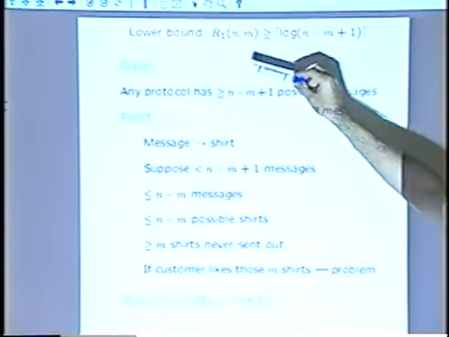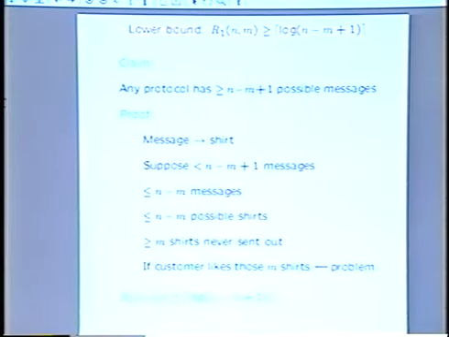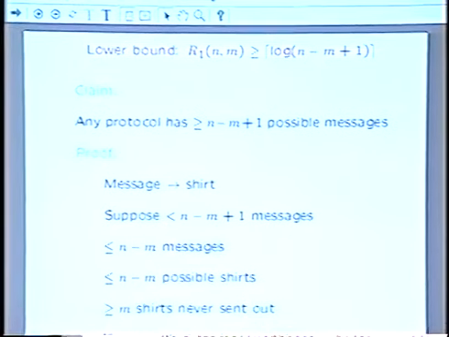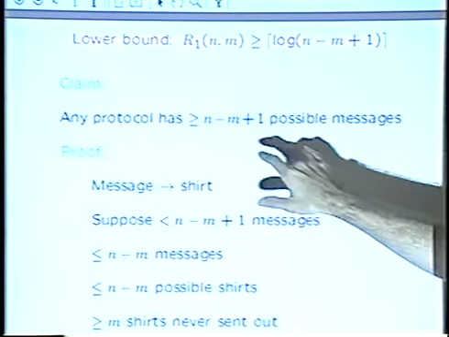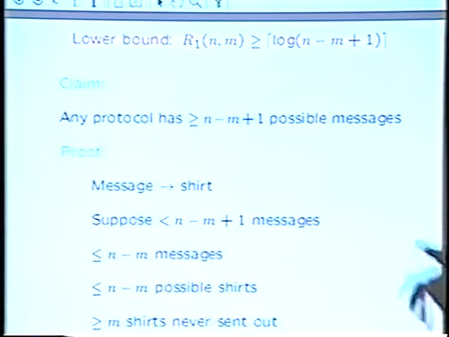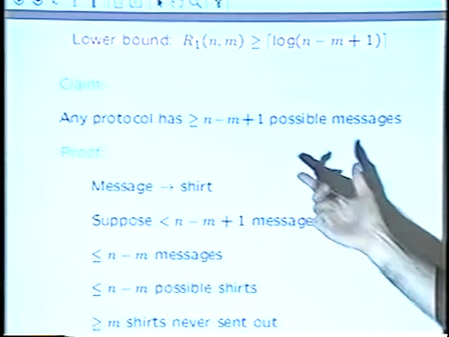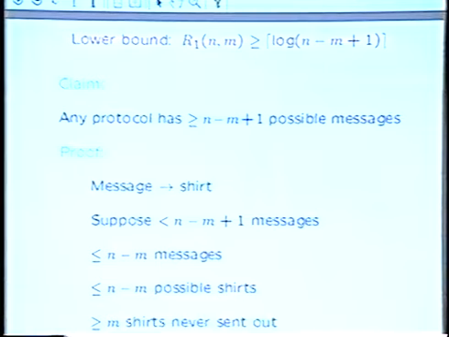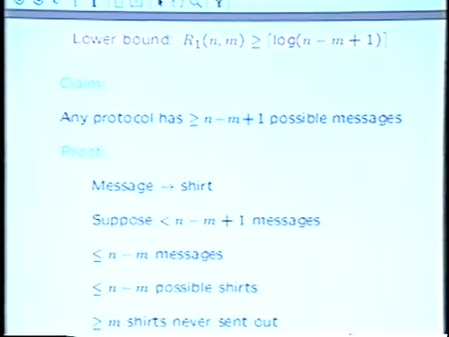Okay. So what we want to show is that you need log of n minus m plus 1, and the way we'll show it is by showing that if you give me any valid protocol, then the number of messages that must be transmitted is at least n minus m plus 1. Then the number of bits we'll need is at least log of that, which is what we want to prove. So I want to show that no matter which protocol you show me, the number of different messages that I could possibly send is at least that many. And then we'll be done. Does that make sense? Okay.